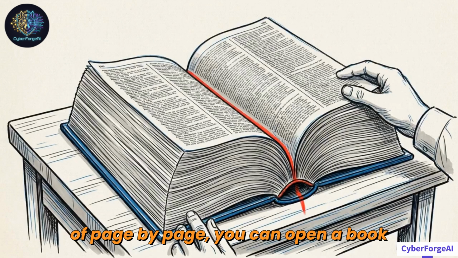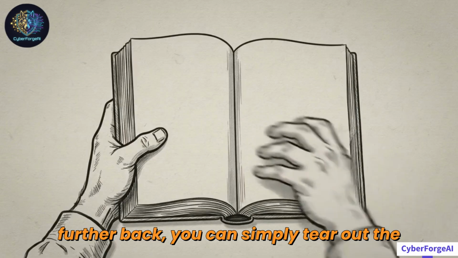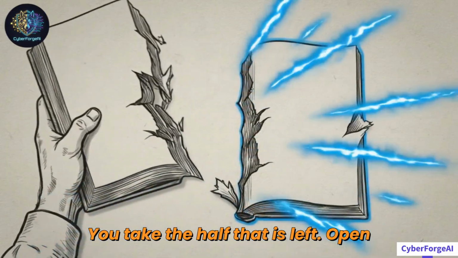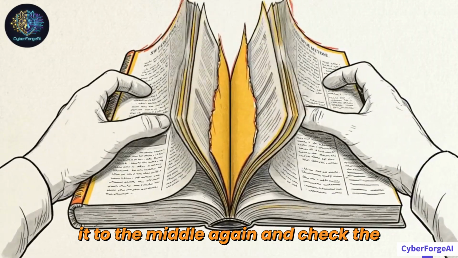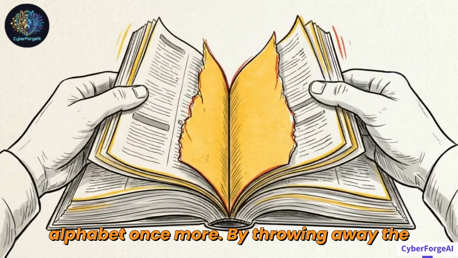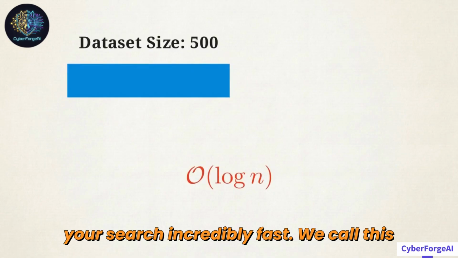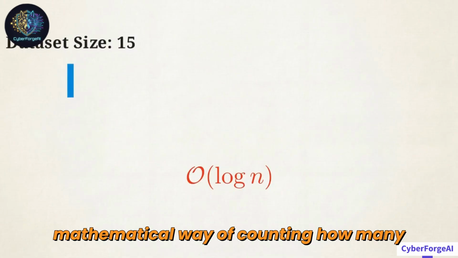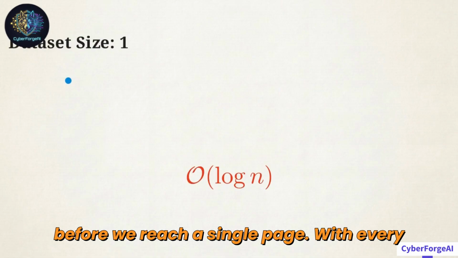Instead of page by page, you can open a book directly to the middle. If the name is further back, you can simply tear out the first half of the book and throw it away. You take the half that is left, open it to the middle again, and check the alphabet once more. By throwing away the wrong half over and over, you narrow down your search incredibly fast. We call this O log n. That word log is just a mathematical way of counting how many times we can split the book in half before we reach a single page.